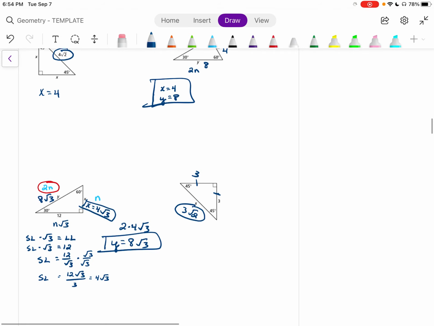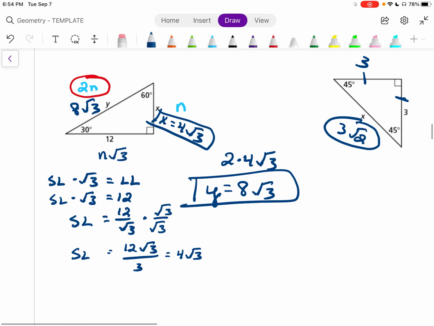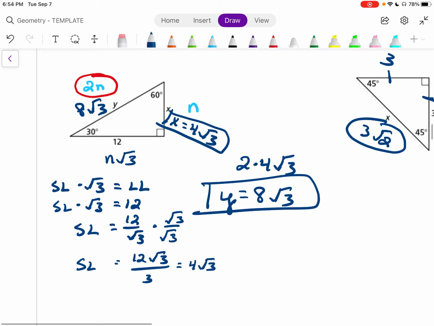So make sure that you have copied down this problem. This is the hardest problem on here. Make sure that you're able to follow what I did in that one. Let me know if you have any questions.